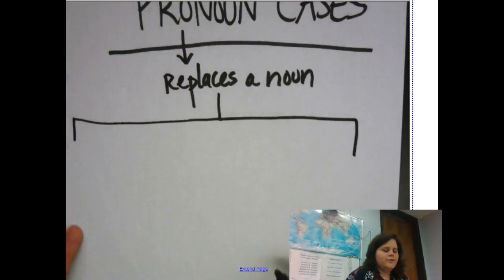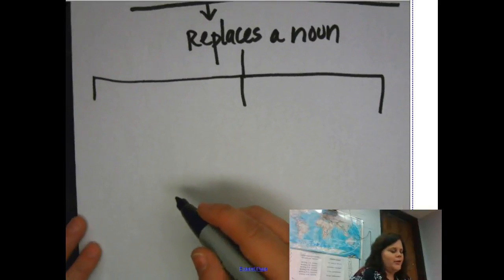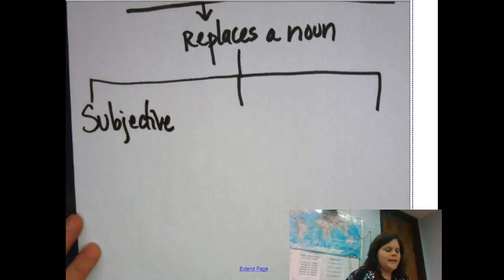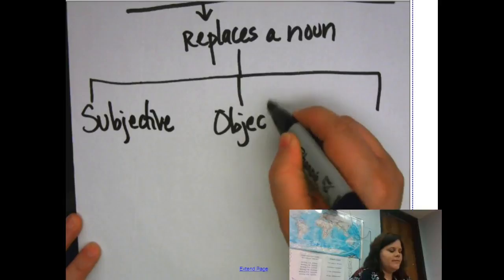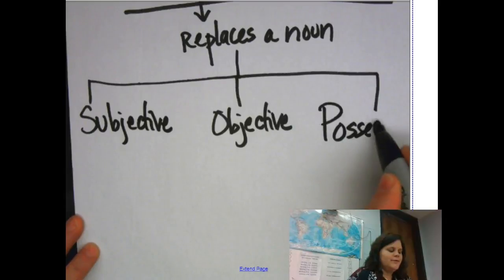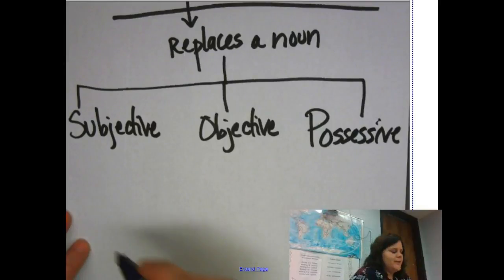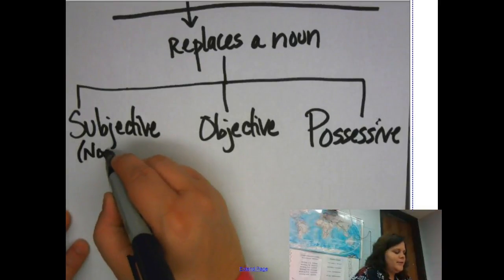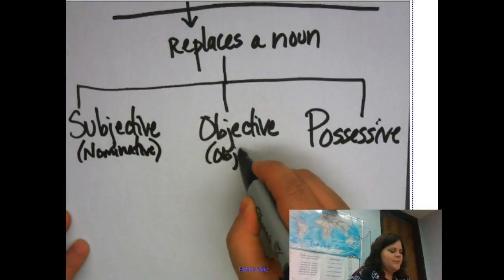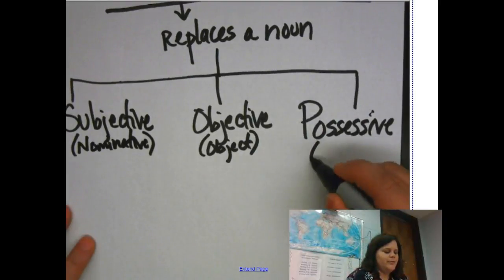So we're going to make a little tree map to classify these. The first case we're going to call subjective. The second case is objective. And the last case that we've already talked about is possessive. Usually possessive is just called possessive. Subjective might also be called nominative, or it might just be subject pronouns. Objective might just say object pronouns. We'll explain. Possessive means ownership.